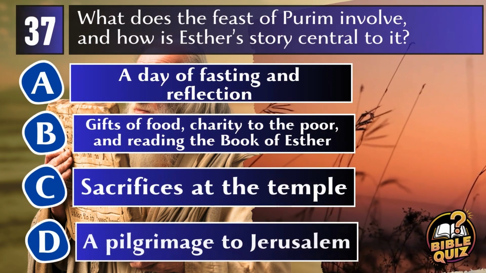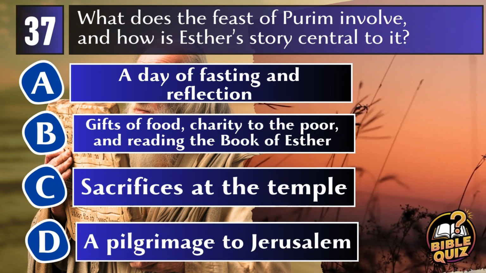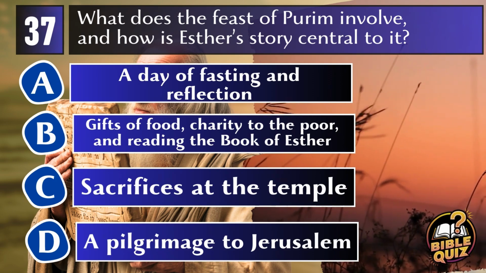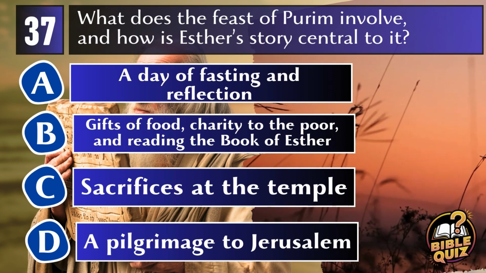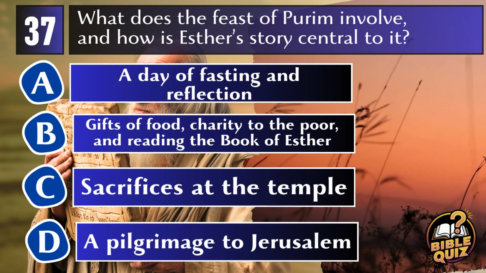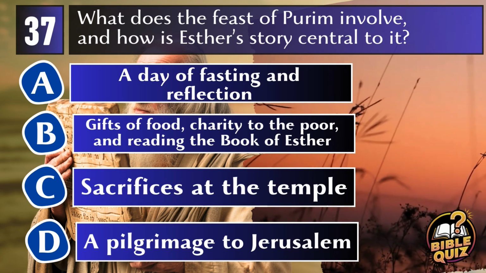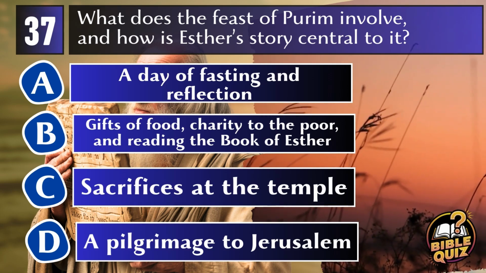Question 37. What does the Feast of Purim involve, and how is Esther's story central to it? A. A day of fasting and reflection. B. Gifts of food, charity to the poor, and reading the Book of Esther. C. Sacrifices at the temple. D. A pilgrimage to Jerusalem.